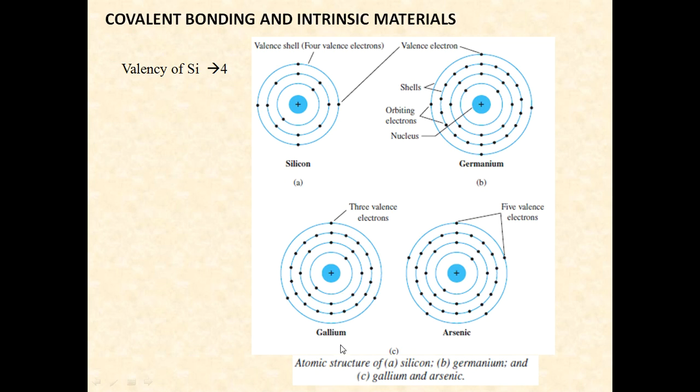Alright, so the last one is the atomic structure of gallium as well as arsenic. Okay, well, gallium is a trivalent element, whereas arsenic is a pentavalent element. Both of them combine together to form a compound semiconductor called gallium arsenide.